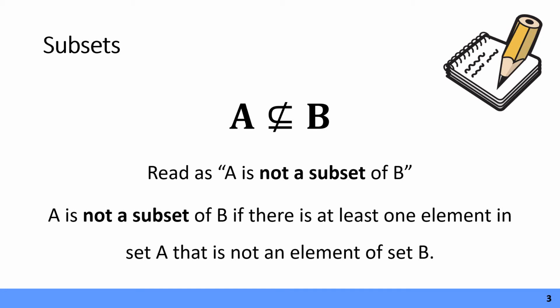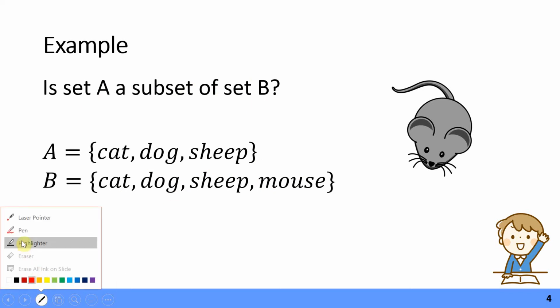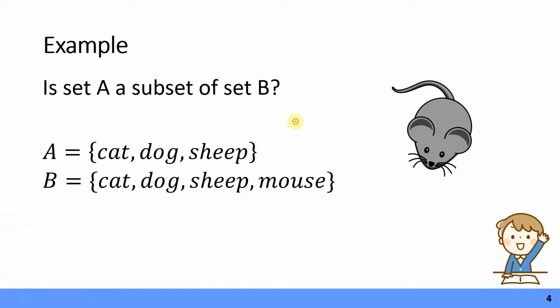If you are confused, no need to pause and go back. We're going to be looking at an example right now. I give you two sets, set A and set B. Set A contains the elements cat, dog, and sheep. Set B contains the elements cat, dog, sheep, and mouse. The question is: is set A a subset of set B? All we have to ask ourselves is, and I'm going to write it down, is every element in A also an element of B? So is set A a subset of set B just means is A a piece of B?